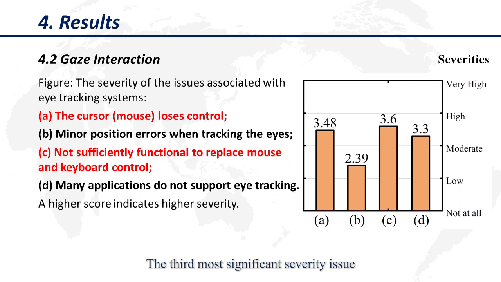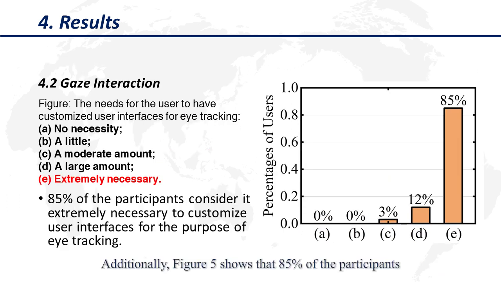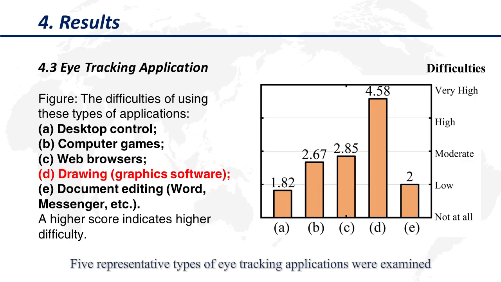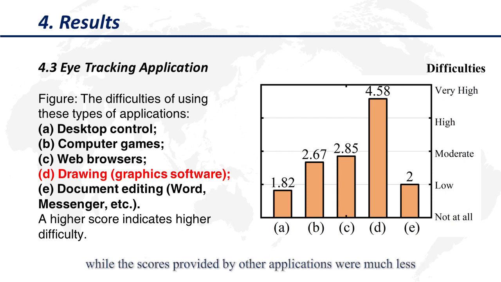The third most significant severity issue was that the applications the participants required did not support eye tracking. Additionally, Figure 5 shows that 85% of the participants consider it extremely necessary to customize user interfaces for the purpose of eye tracking. 5 representative types of eye tracking applications were examined. As shown in the figure, drawing obtained a significantly high score of 4.58, while the scores provided by other applications were much less. Additional applications were identified on the scale as falling between low and moderate.